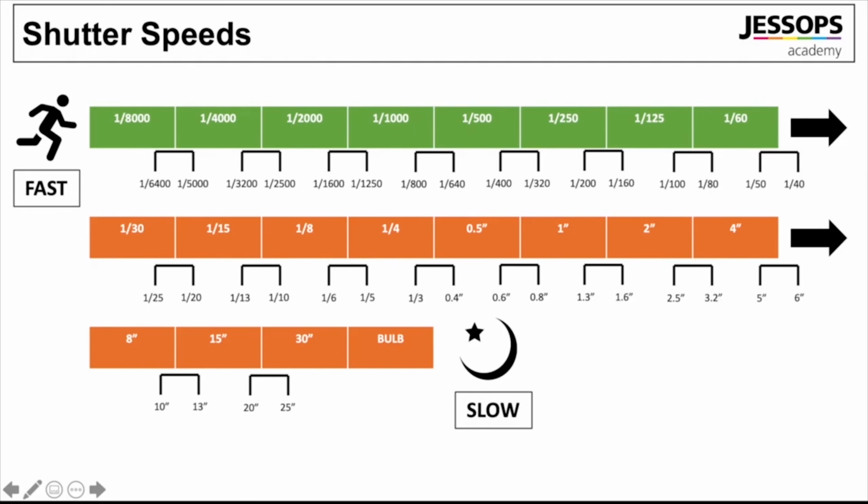Unlike aperture, where your settings were limited by the type of lens you had, with shutter speeds you've got a lot more to play around with. In fact, the scale keeps going and going right down to the bottom here where you can see this inch symbol, and that just stands for seconds.